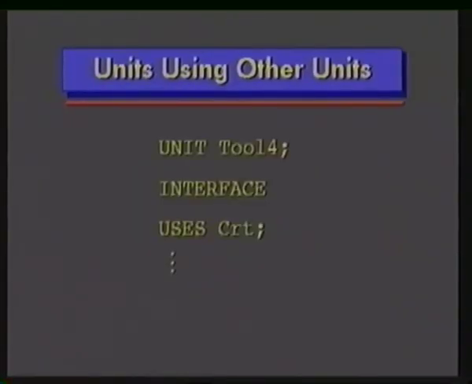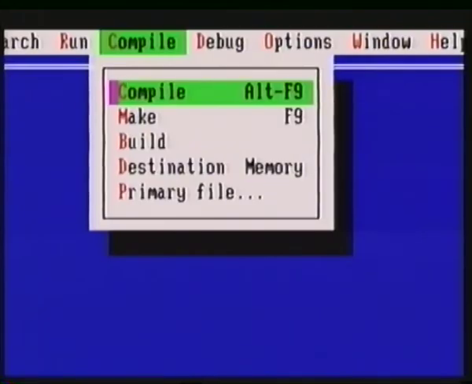Units can use other units. If we want to use one unit in another one that we're writing, we need to include a uses statement in the interface section. To compile a unit, select the Compile option in the menu bar. Since a unit cannot be executed by itself, just use the Compile option in this menu. Unlike a main program, we can't compile a unit by using the Run command from the Run menu. When the compiler encounters the keyword unit, it automatically makes a file with the extension .tpu. And that about sums up what we need to know to create our own units.